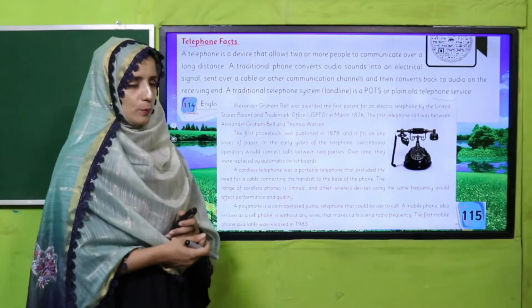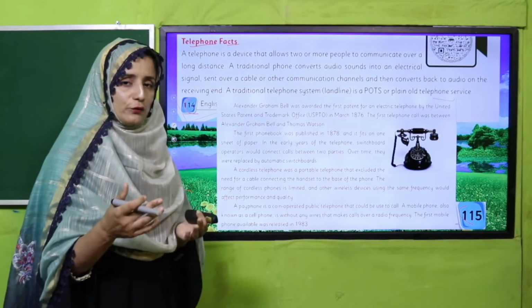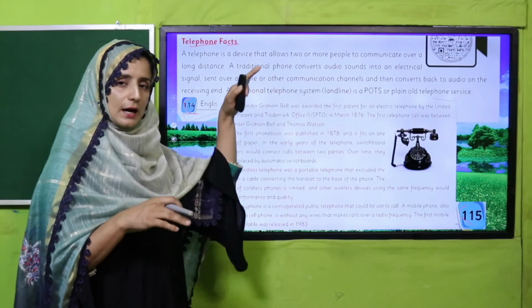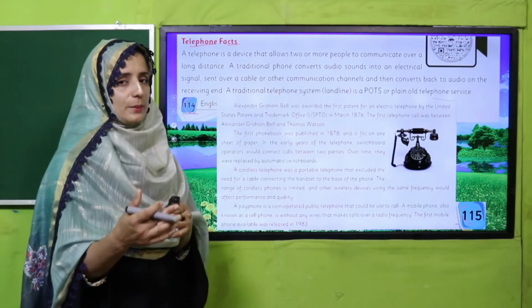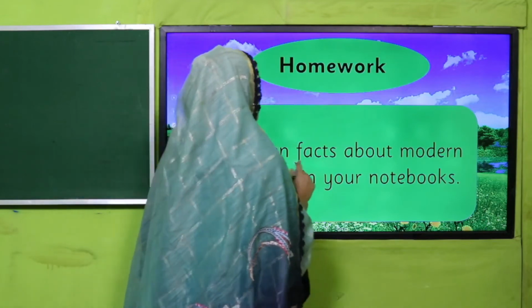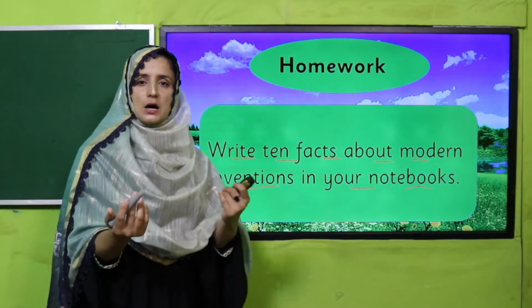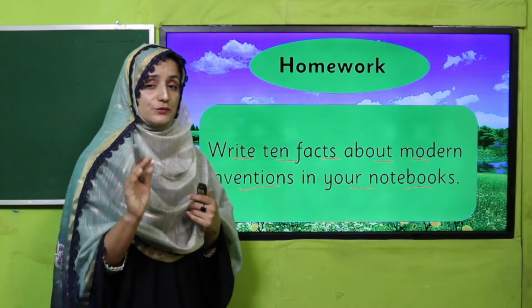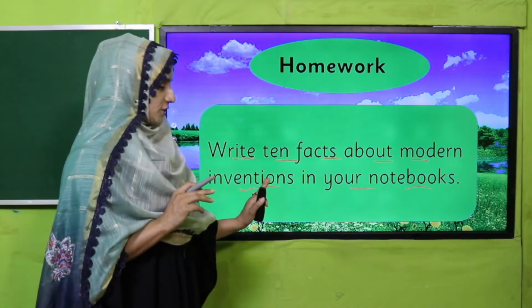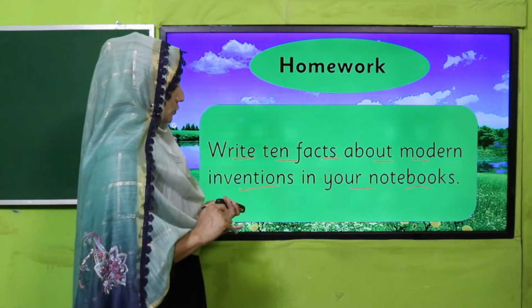Good job. I hope now you have got the history of the telephone and the journey of the telephone, how it began and how it developed day by day. Good. So yes, what's the homework? Write 10 facts about modern inventions in your notebooks. What are modern inventions? The ones we are using nowadays that have made our life so easy. You have to write 10 facts about them. Okay, this is your homework.